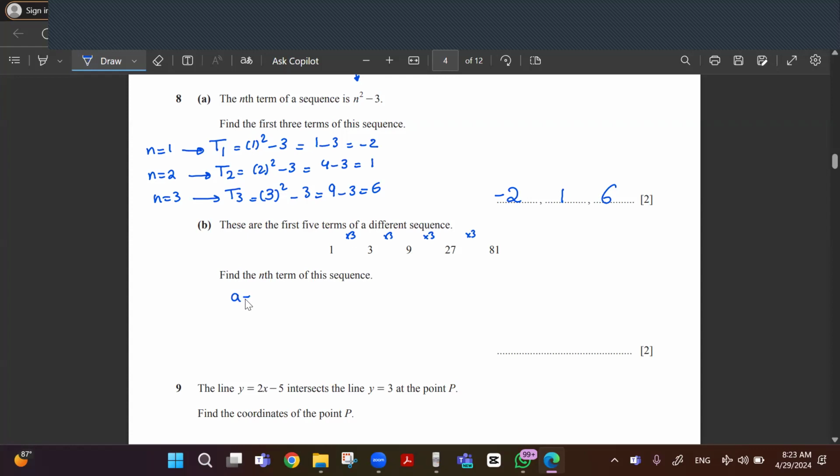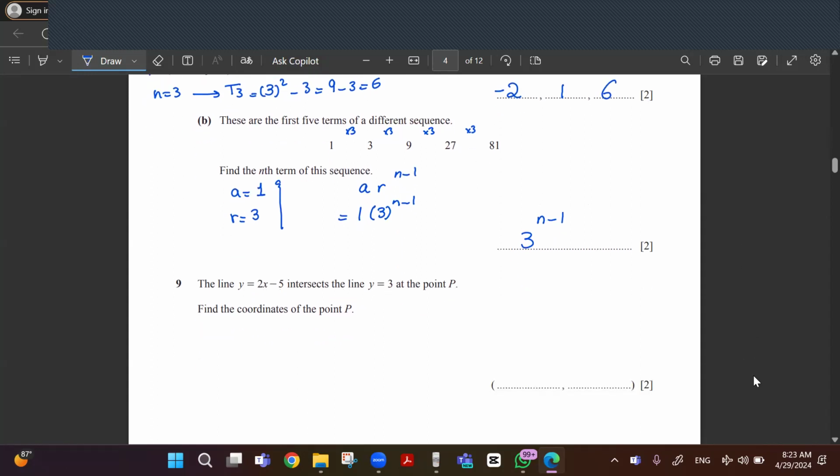And A, which is the first term, equals 1, and R, which is the common ratio, equals 3. From here, I can write the rule, which is A R power n minus 1. Take care that the power n minus 1 is only on the R, not on AR. So I substitute A equals 1 and R equals 3: 3 power n minus 1. 1 multiplied by anything is already that thing, so the answer would be 3 power n minus 1.